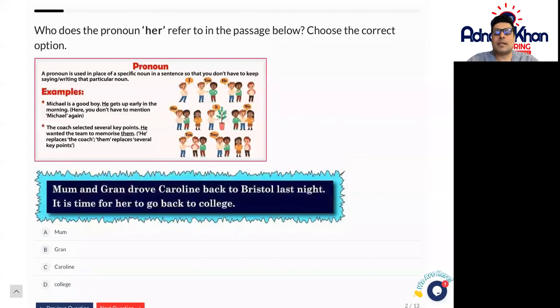So for every question, please make sure that you read the image on the top because it will help you in terms of revision to be able to answer the rest of the questions.